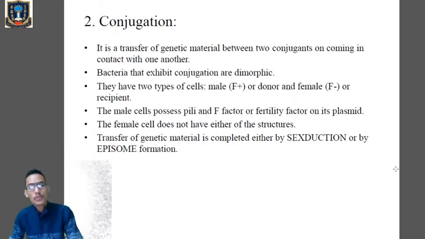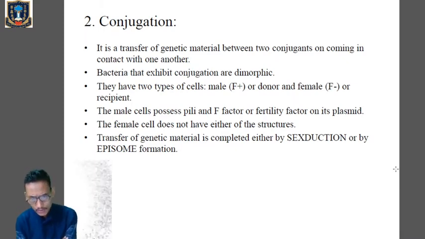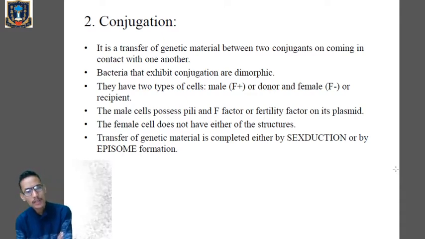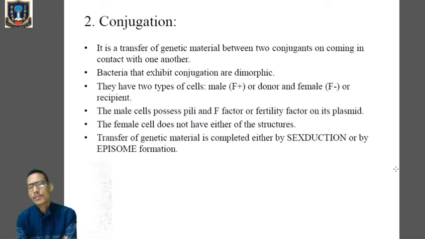Now let's talk about conjugation. Okay, it is a primitive form of sexual reproduction which was discovered by Lederberg, the name of the scientist, in E. coli. Clear? Now, what is conjugation? It is mainly the transfer of genetic material between the two conjugates on coming in contact with one another.